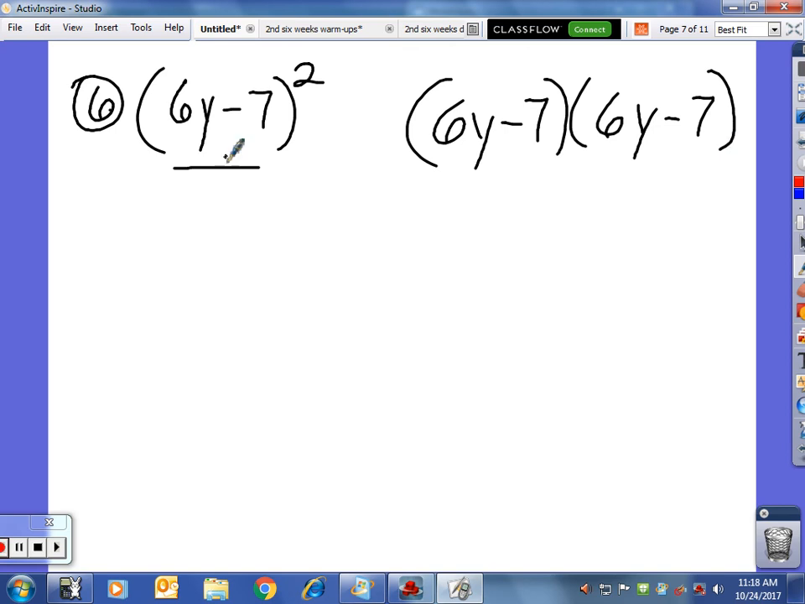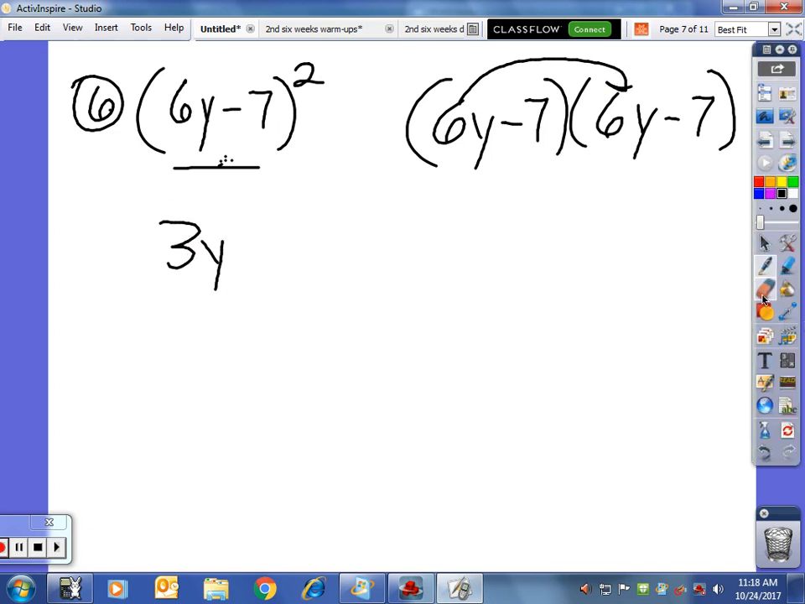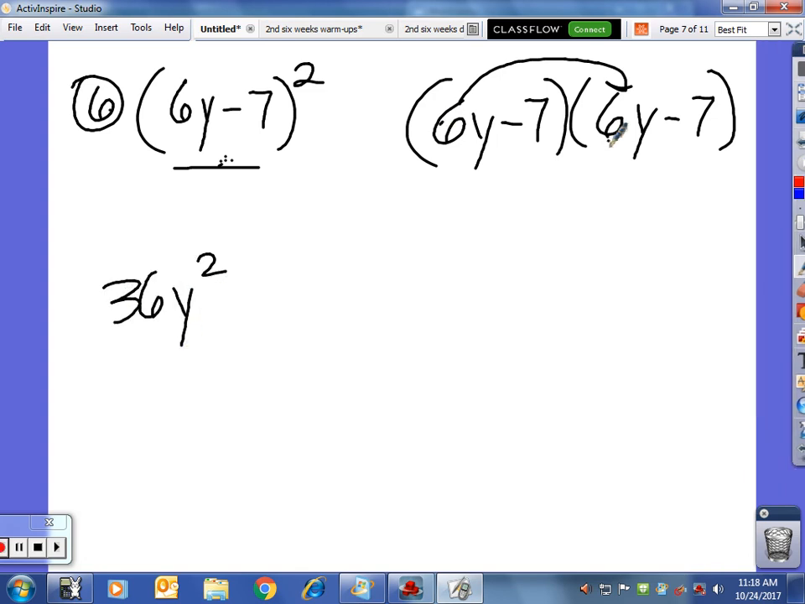So, when you see it written like this, please don't try to do it in your head, because you'll miss the middle terms. Yes, you do end up with the 36y squared, so that is partially correct. And at the end, you will have a positive 49. But you've also got two middle terms.